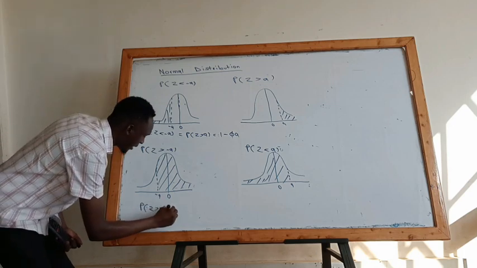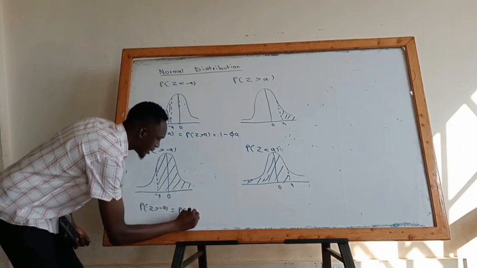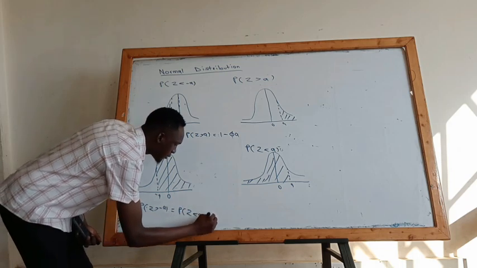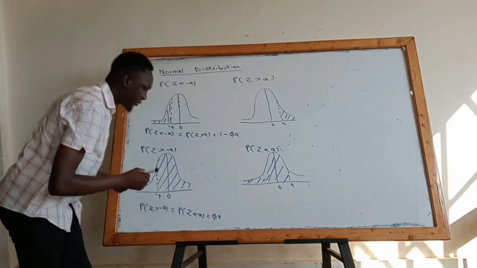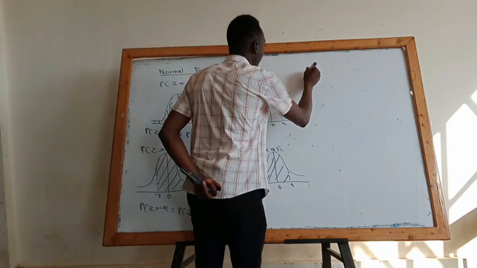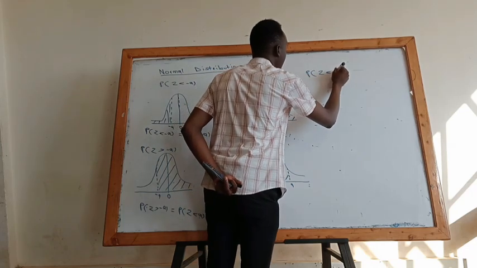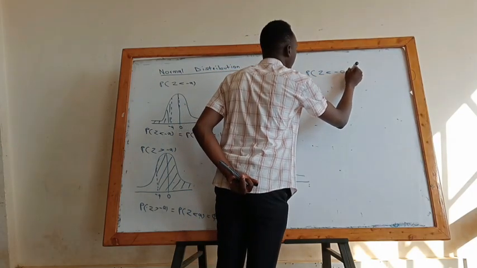Therefore, the probability that Z is greater than negative A is also the same as the probability that Z is less than A, which is equal to phi of A. Let us have some examples. Let's say you find the probability that Z is less than negative 0.5.